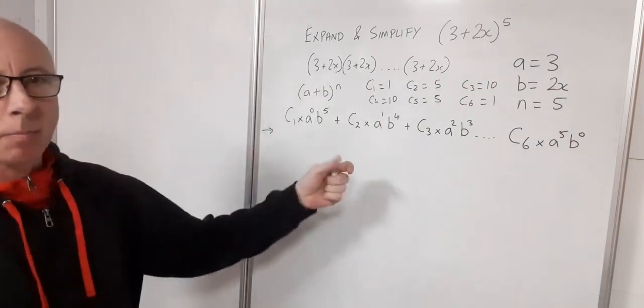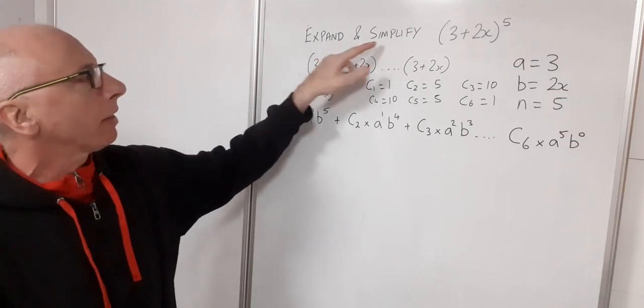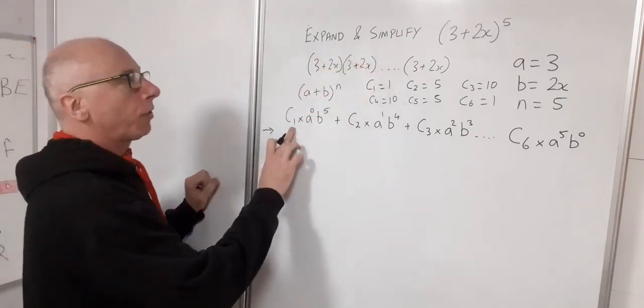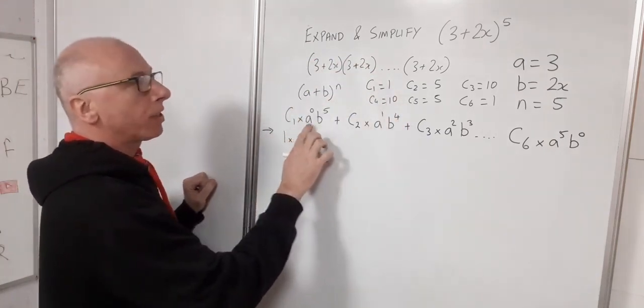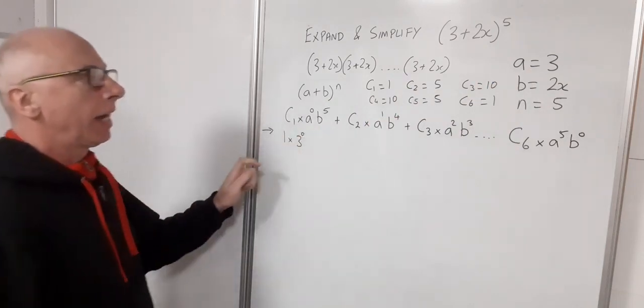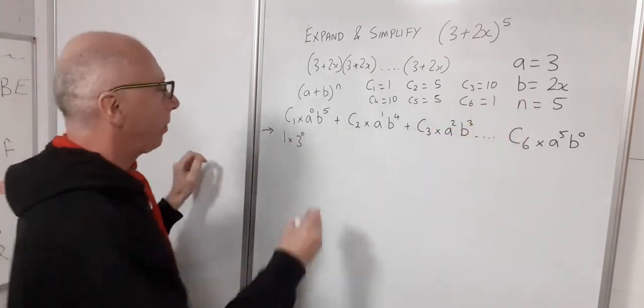So now let's expand this out and write it all out, each term that we need. And the question says expand and simplify, so hence that's why we need to write out all the terms. So coefficient 1, that's just 1. Multiply that by a to the power of 0. So we've got 3 to the power of 0. And then we've got b to the power of 5. So 2x to the power of 5.